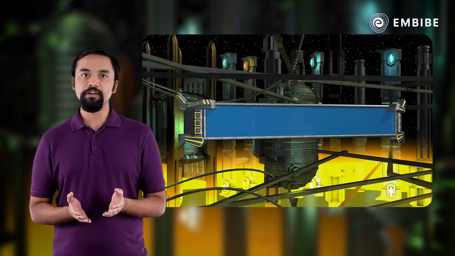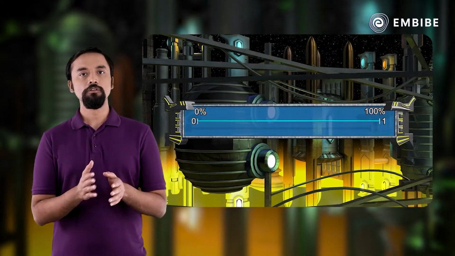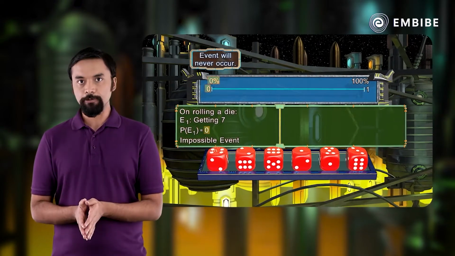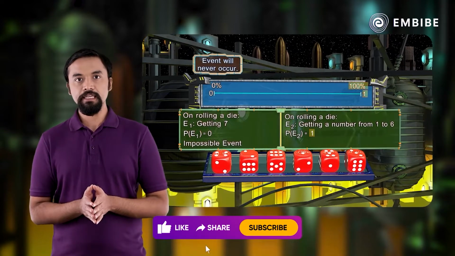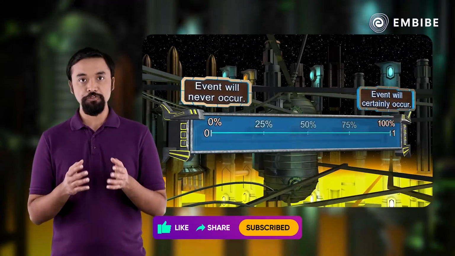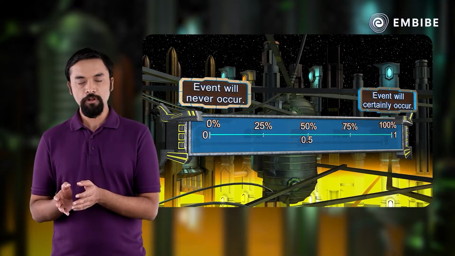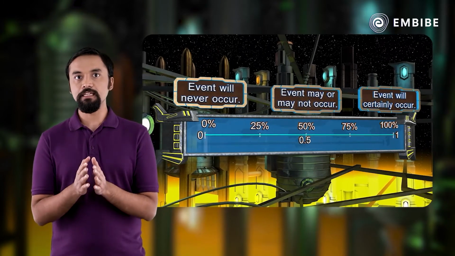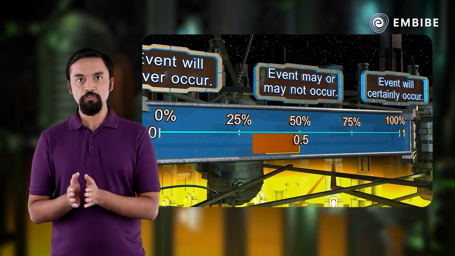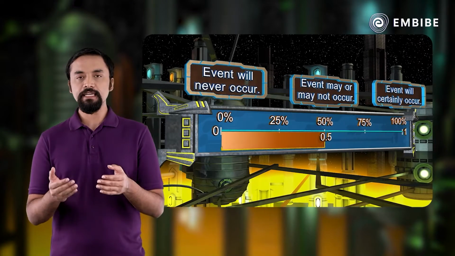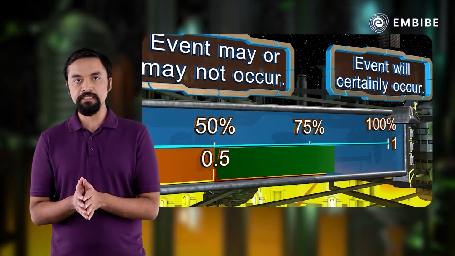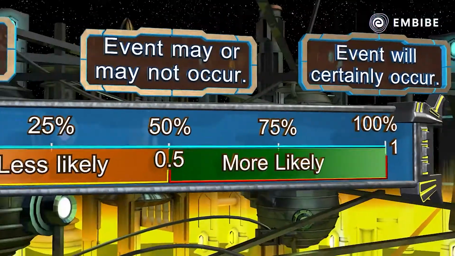The probability of an event is a real number from 0 to 1. A probability of 0 means that the event will never occur, and a probability of 1 indicates that the event will certainly occur. If the probability of an event is 50% or 0.5, then the event is equally likely to occur. A probability less than 50% or 0.5 indicates that the event is less likely to occur, and a probability more than 50% indicates that the event is more likely to occur.